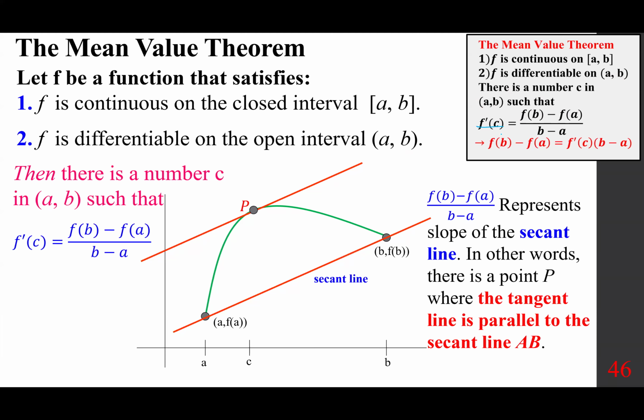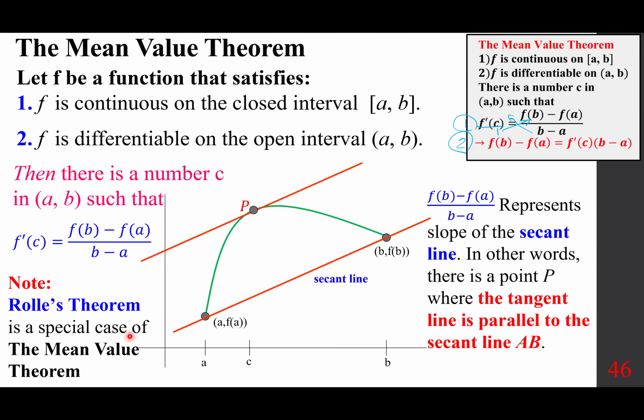By the way, if you do the cross product here, please understand number one and number two are equivalent, okay? In other words, we could say f prime of c is f of b minus f of a over b minus a, or we can say f of b minus f of a is f prime of c times b minus a. They mean the same thing.